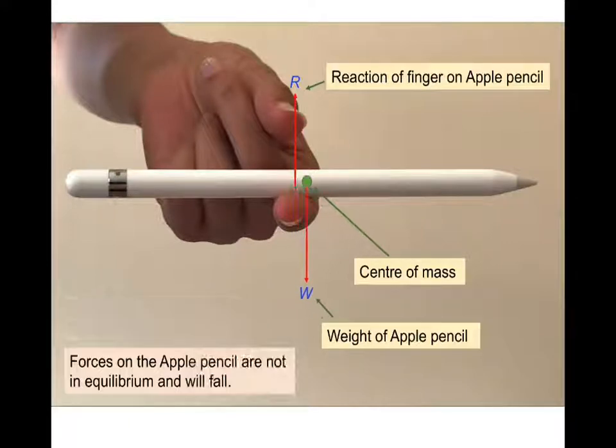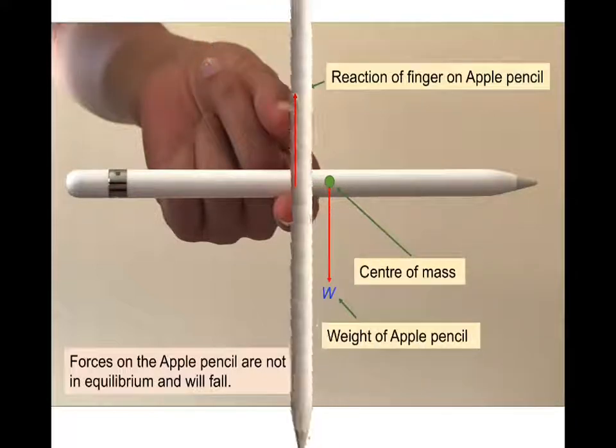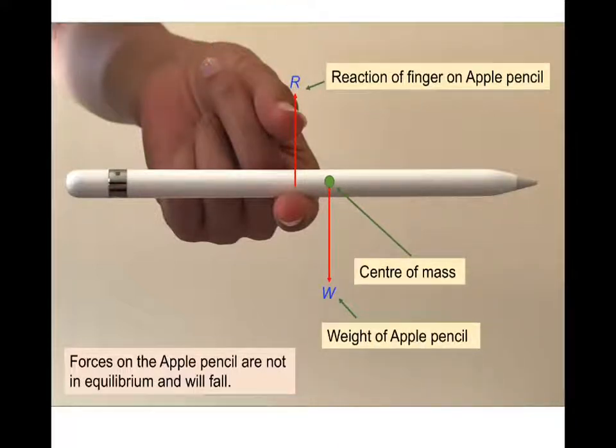Sarah's finger's not on the center of mass, and there obviously is a reaction from where her finger is, then the thing becomes unbalanced, and what happens is the pencil will fall and disappear. Okay, so that's what happens if the center of mass is not in line with the finger.